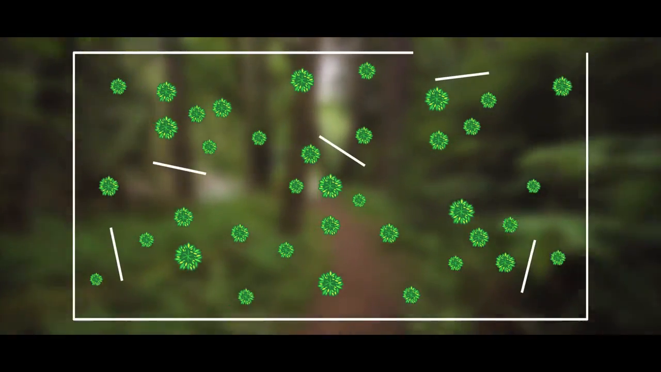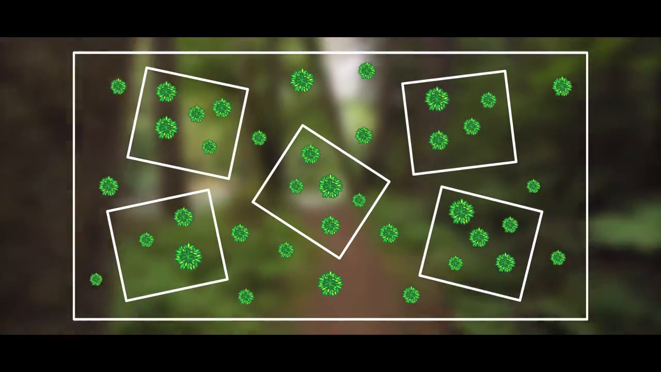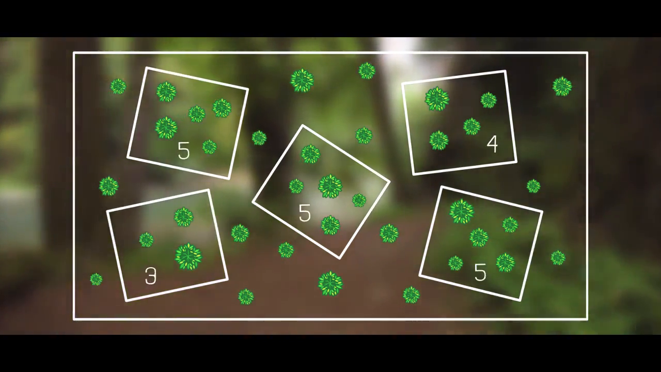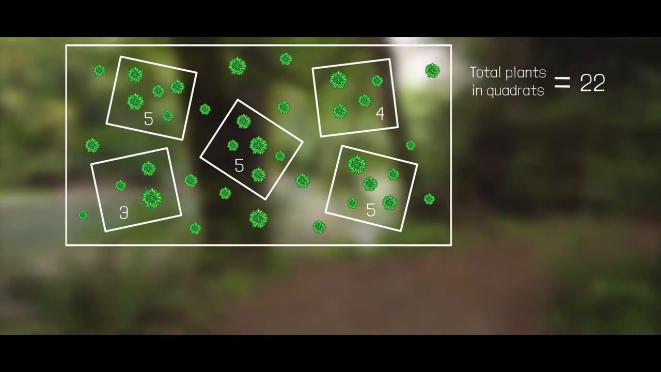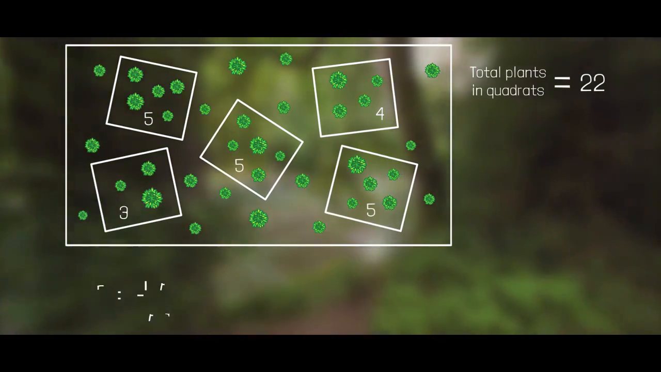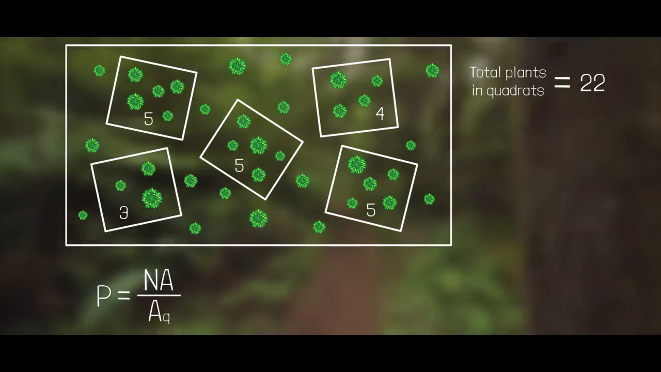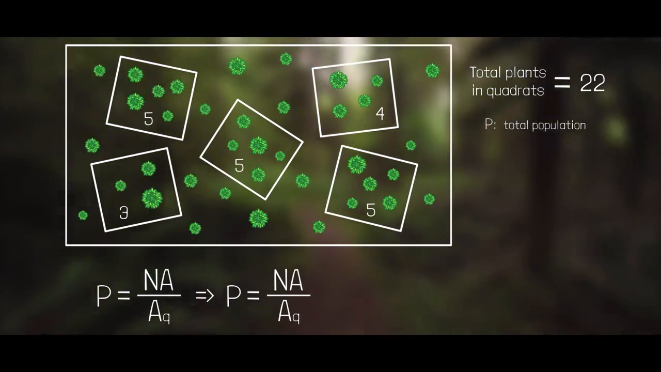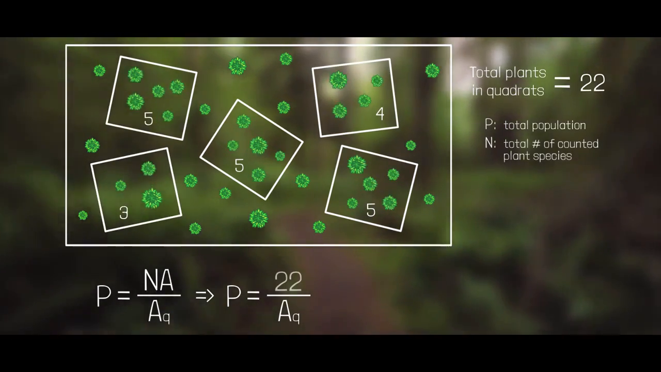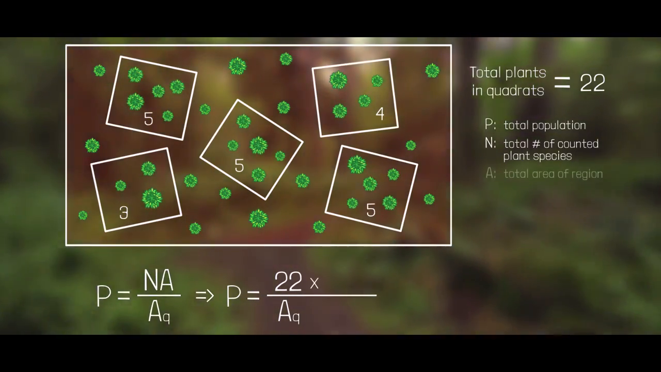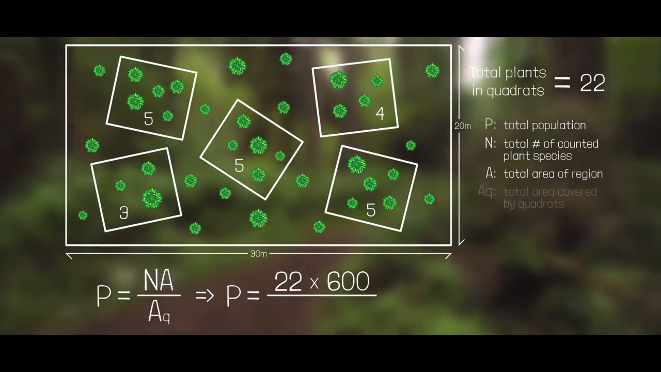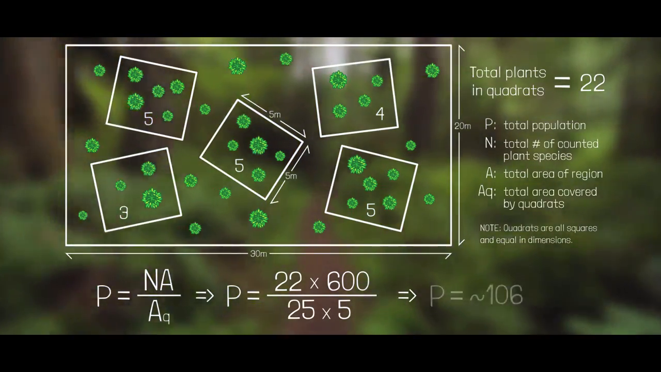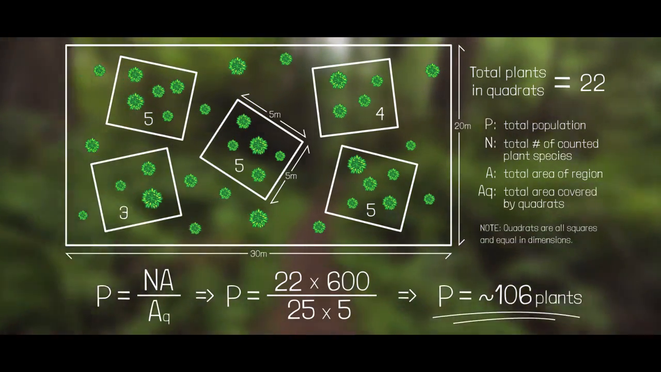We first divide our area into several squares or rectangles. We then count the number of that plant species within each sector and add the values together. Using the formula P equals NA over AQ, where P is the population of the plant species, N is the total number of the counted plant species, A is the total area of the region, and AQ is the total area covered by the quadrants. We can then predict how many plant species may be living within that area.